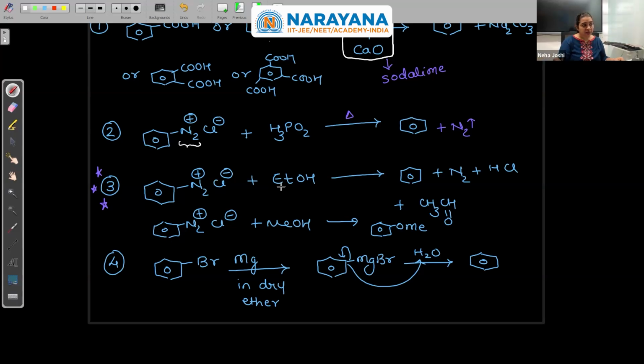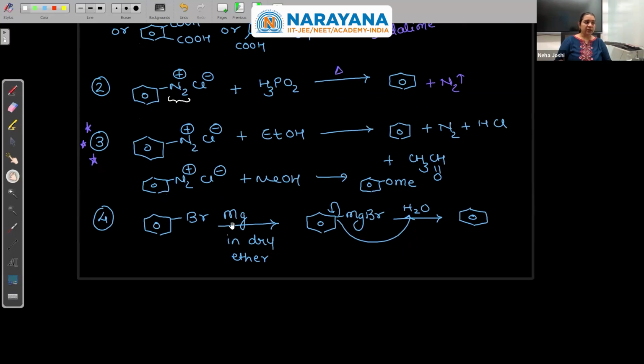But a similar and a very important reaction: diazonium chloride with EtOH will form benzene, and EtOH is oxidized to acetaldehyde. This is given in NCERT, so we have to be very clear about this, that with ethanol what we'll get is benzene. But if the reaction is with methanol, then see there is no oxidation, it is methoxybenzene which is formed. This we need to remember, that with ethanol we are having benzene, with methanol we are having methoxybenzene.